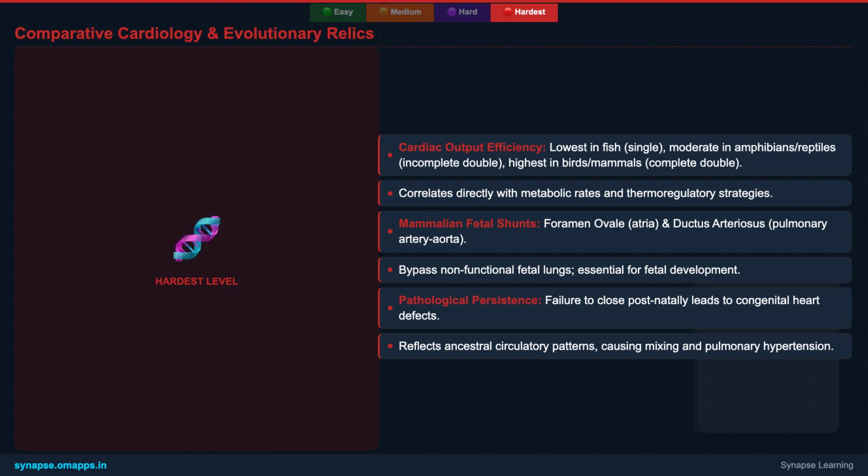However, if they fail to close after birth, they become pathological, leading to conditions like patent ductus arteriosus or patent foramen ovale. These conditions cause mixing of blood and can lead to serious cardiovascular issues, effectively reverting to a less efficient, more ancestral circulatory pattern. This insight not only explains congenital heart defects but also provides a powerful link between developmental biology and evolutionary history, underscoring the delicate balance of physiological adaptation.